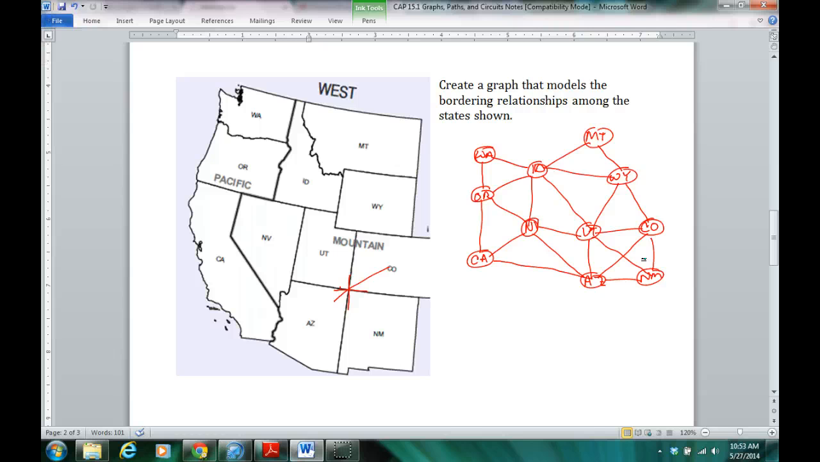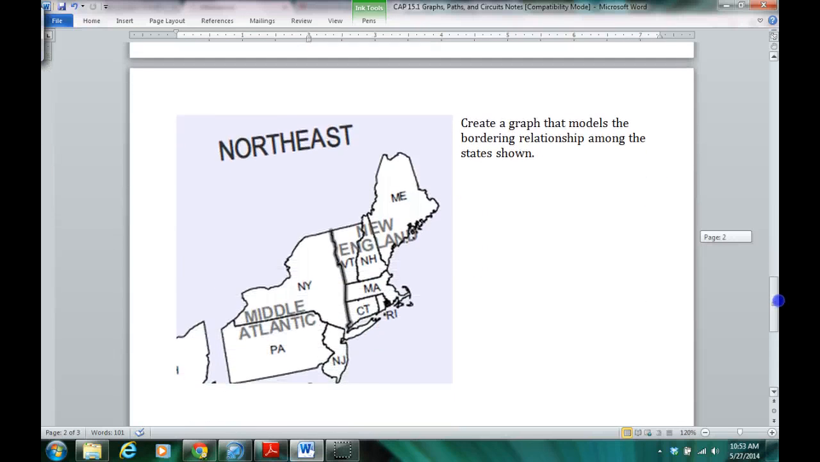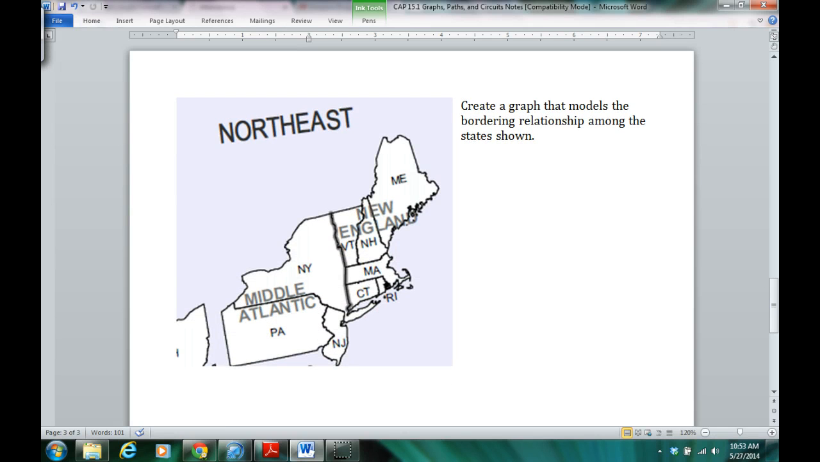Okay? So if you look further down on your page, or on the next page even, you have a map of the Northeast. I want you to do the exact same thing that we just did on your own, and we'll check it in a minute.